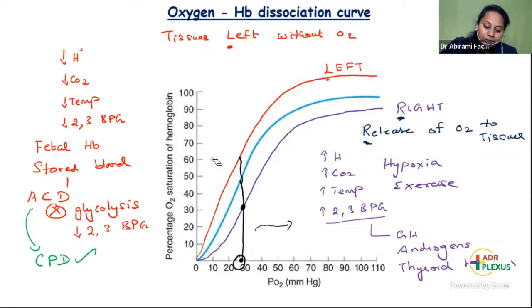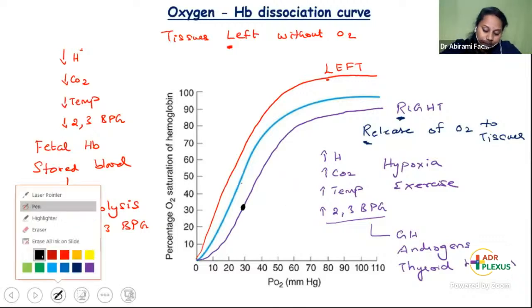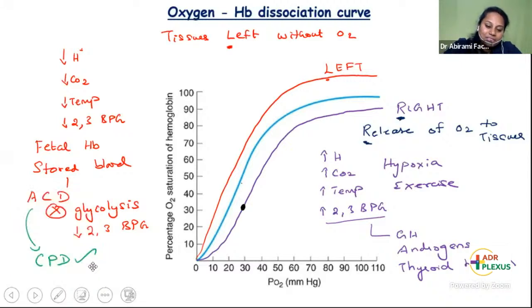So these are the factors which cause right and left shift of the curves. So we have two effects here. What are the two effects? NAT board favorite question. What are the two effects in this curve? Don't feel lazy, just type at least the first letters. Bohr effect. Very good, Dr. Prakalya. Very good. Bohr effect.